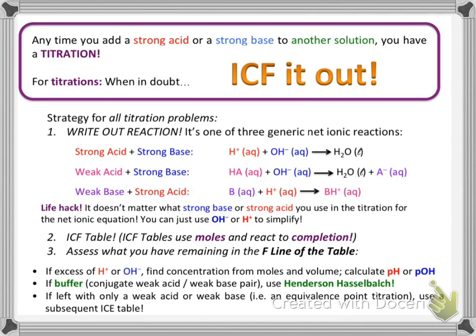So when we start mixing acids and bases together, we're going to call this a titration. And so generally what we'll do is we'll add something strong to something weak. And so in that case, we're going to think about the molecules fighting with each other to neutralize. And this is going to completely go to products. It's not going to be equilibrium. So we'll think about the molecules fighting, and we'll use an ICF table.